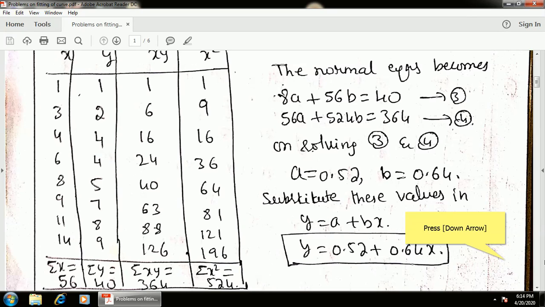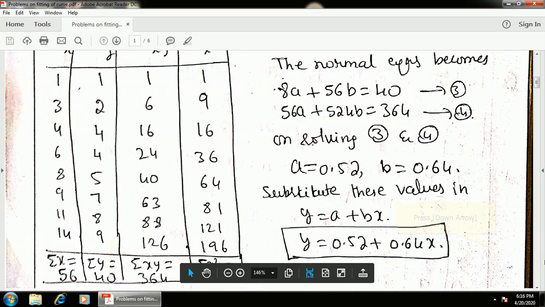X square. 1 square is 1, 3 square is 9, 4 square 16, 6 square 36, 8 square 64, 9 square 81, 11 square 121, 14 square 196. By using a calculator you can do these calculations. Find their sum. Summation of x: if I add all the values of x, it comes out as 56. Summation of y is 40. Summation of x into y is 364. Summation of x square is 524.